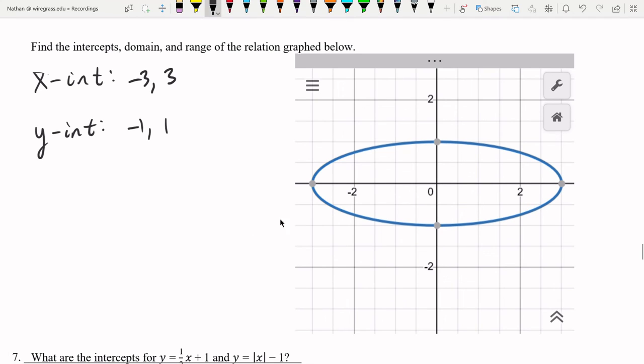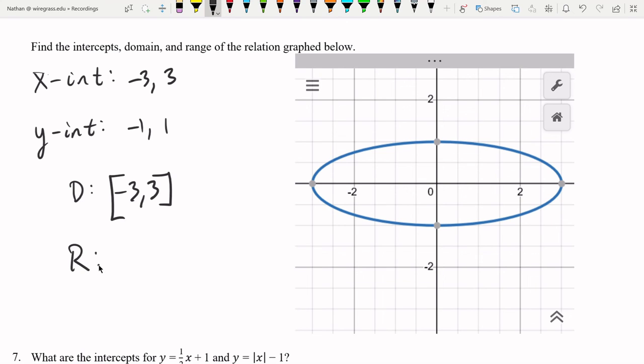Now, the domain of this thing, of course, the furthest value to the left is negative 3. The furthest to the right is 3. And everything in between is covered by all of this stuff here. So the domain is going to be from negative 3 to 3, including both endpoints.